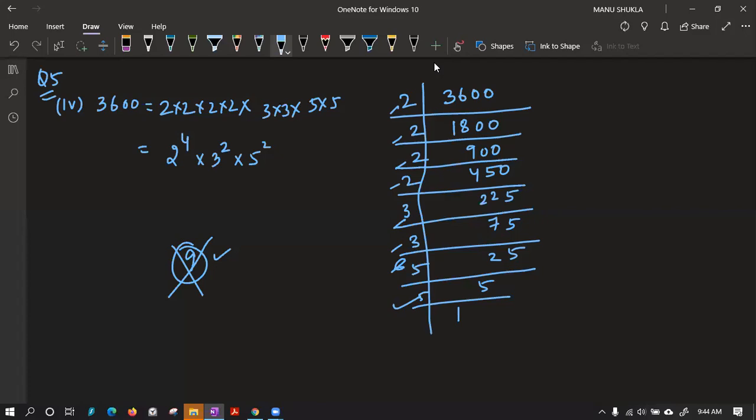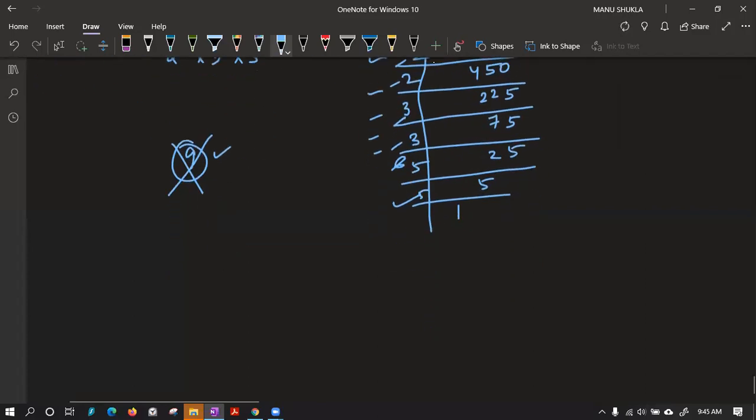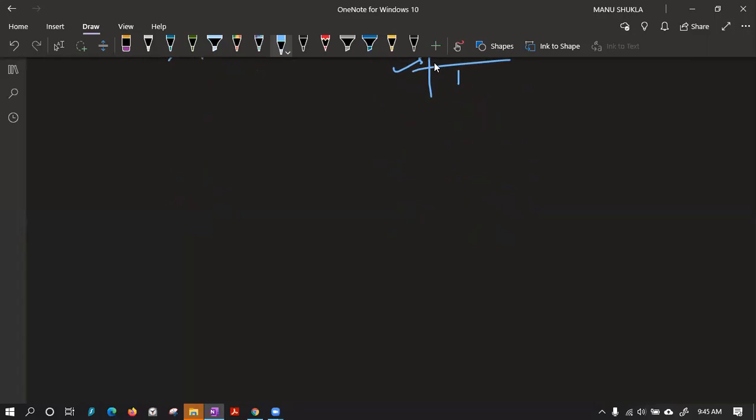We should not use 9 or 4 in the prime factorization because they are not prime numbers. Okay, class, please confirm if you are able to understand this. We should not use 9, 4, these kinds of numbers. We should use only prime numbers to prime factorize, because the name itself is prime factorization. Okay, now let's see question number 6.